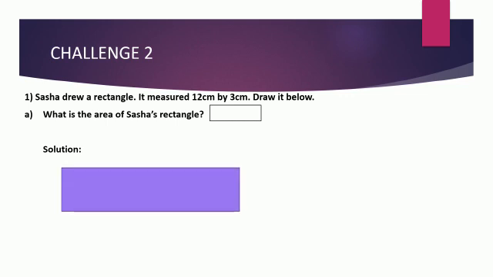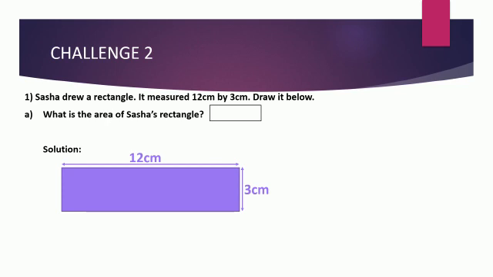First, we will draw a rectangle. Its length is 12 centimeter. You will use your ruler or scale and draw the length of 12 centimeter and its width of 3 centimeter. On both sides you will draw the width of 3 centimeter and the length of 12 centimeter. Then you will get its rectangle. Okay, this was the rectangle that Sasha drew.